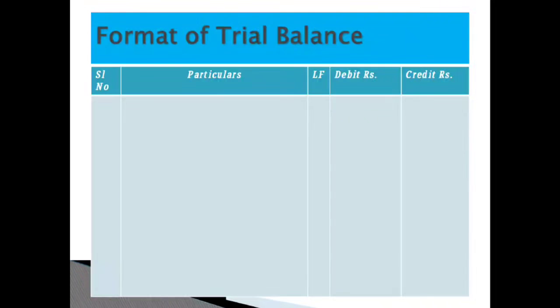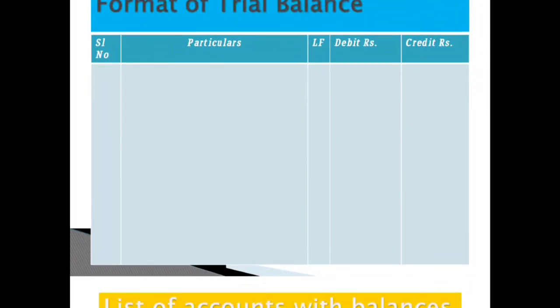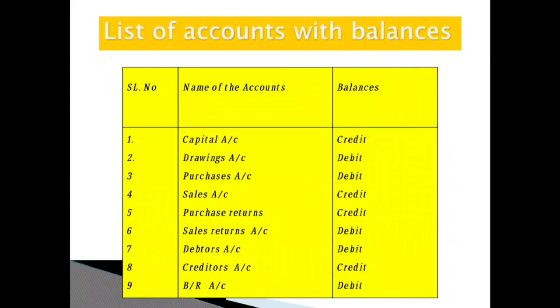Next, this is the format of your trial balance: serial number, then particulars, ledger folio, debit rupees and credit rupees. It seems like your journal only, but there we used to write the date, but here we are going to record the serial number. Then particulars, ledger folio, debit rupees and credit rupees, but exactly it seems like your journal format only.